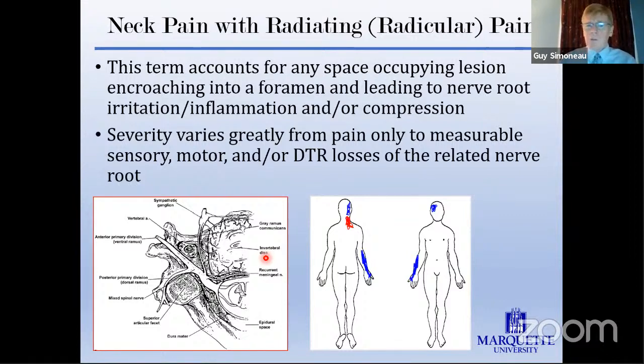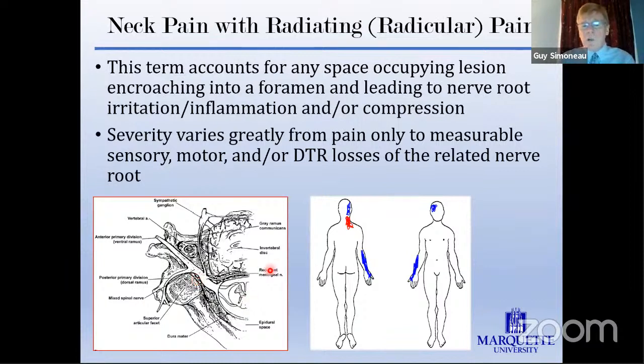Now, in the middle age population, we may expect that it would be a bulging of the disc. In the older population, we may expect that it is osteophyte formation due to osteoarthritic kind of changes. At all ages, it could also be just purely inflammation and swelling, especially if you have people with a recent whiplash injury, acute trauma to the neck, they may have radicular signs and symptoms that are related maybe to swelling in the area and not necessarily a disc protrusion or osteophyte formation.